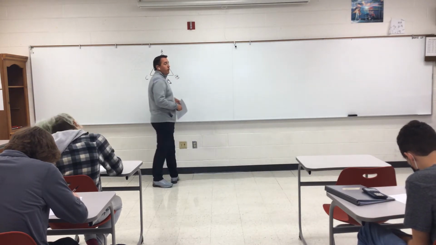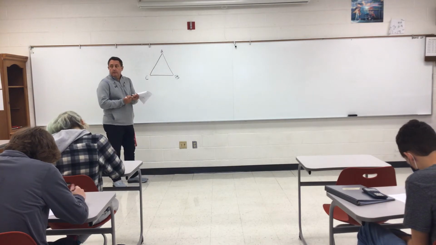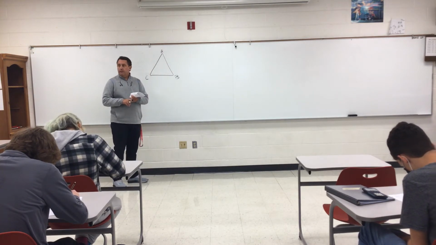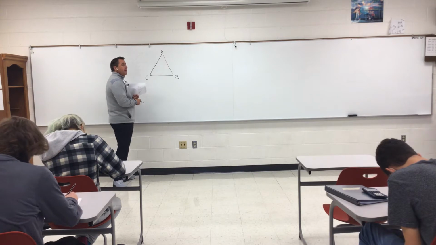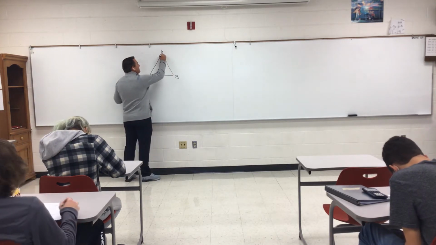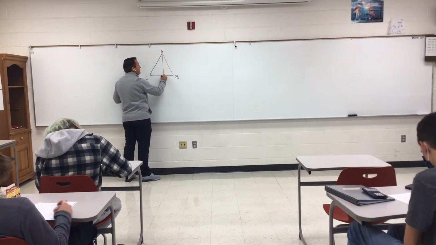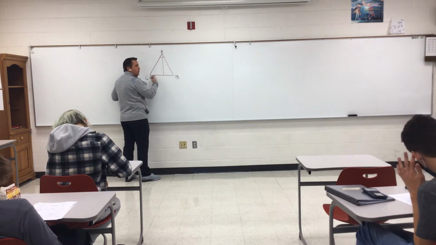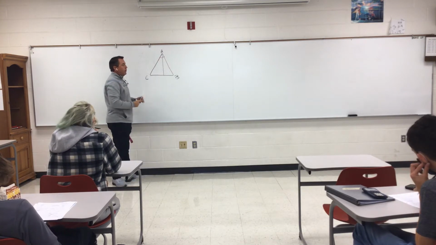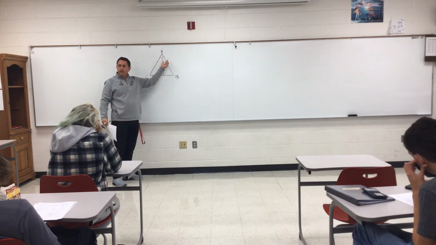Okay, one endpoint is always a vertex. The other one, we don't know what it is. It doesn't matter. Like when we're doing an angle bisector, if I bisect this angle here, we don't know where it's going to go on this side. It doesn't matter, as long as it bisects the angle. Does that make sense, everybody?